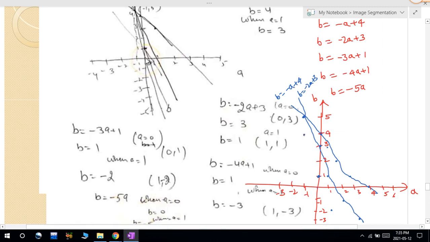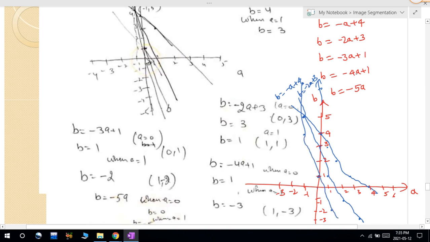And next a value is minus 2. If I am taking minus 2, then minus 2 into 2 is minus 4, plus 3 gives 7. So whenever a is minus 2, I will get 7. So 7 somewhere over here. So it will be like this. You are getting the equation like this.